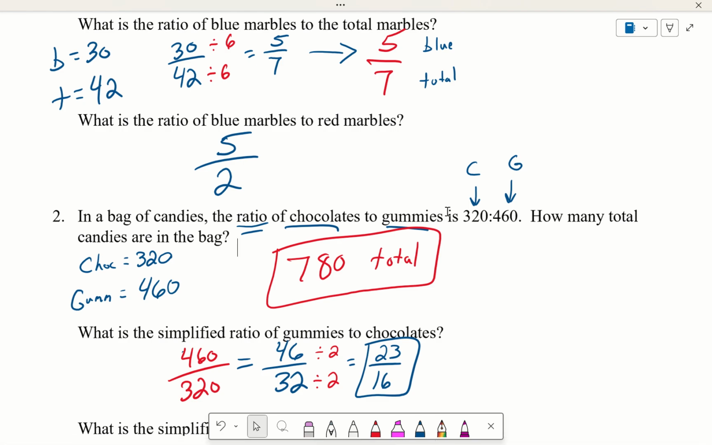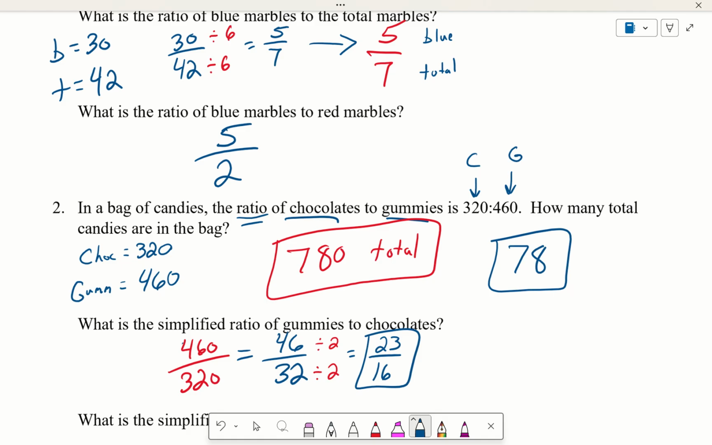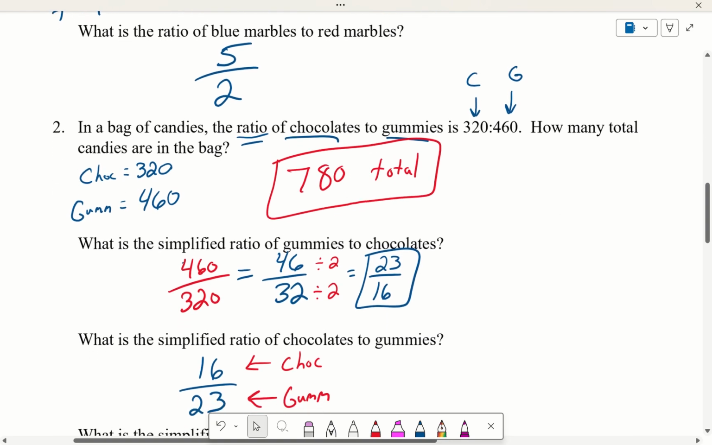On a test or a quiz, I will word this in a way that is better, where there is less room for interpretation. So anyway, if this were a test or a quiz question and you missed it, and let's say you told me the answer was 78, right? Maybe you assumed that there were 32 chocolates and 46 gummies, and you told me there were 78 total. I would have to seriously consider taking that because this is not worded well, but you get the idea. Let's keep going with this problem.